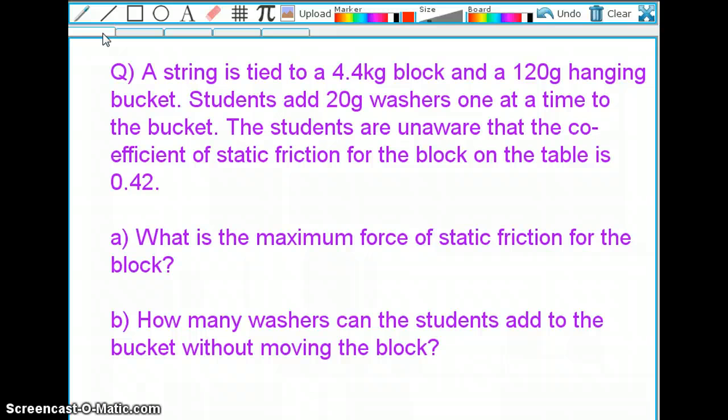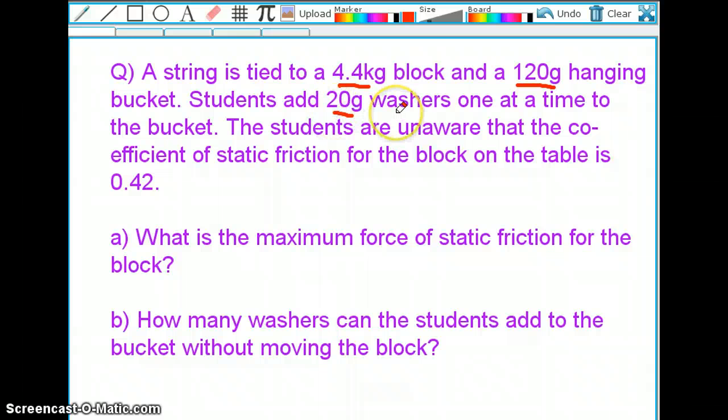So this is a very standard dynamics problem. Obviously, it's a physics problem. So let's start by analyzing the question. What is the given information? We know that the block has a mass of 4.4 kilograms. I was actually going to say weighs 4.4 kilograms, but that would be totally wrong. So we're going to say has a mass of 4.4 kilograms. The bucket has a mass of 120 grams, and students add washers that have a mass of 20 grams each.